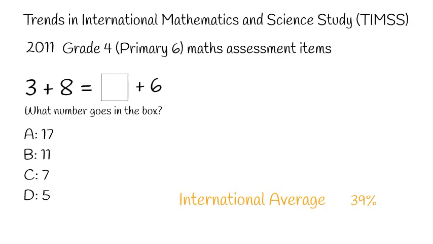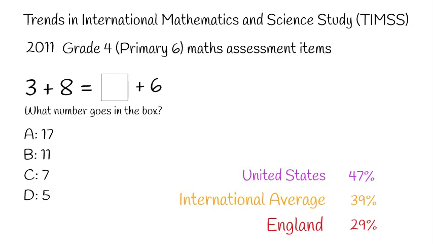Unfortunately, there is no Scottish data for this, but for comparison, the average for England was 29%, the United States were 47%, and the highest scores were Hong Kong at 88%, with Singapore just below them at 85%.